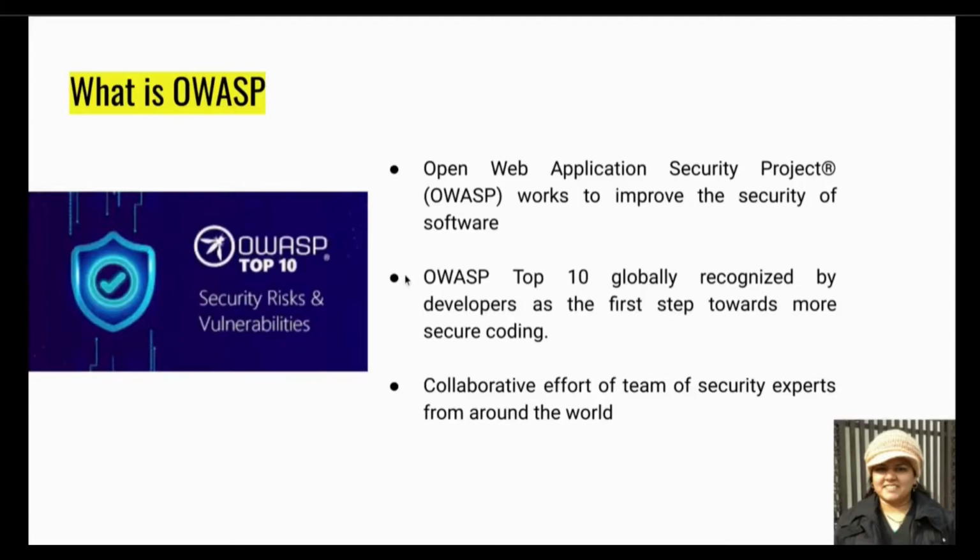Using these top 10 is perhaps the most effective first step towards changing the software development culture, and it helps in producing more secure code. Let's have a look at them one by one. The top candidate here is broken access control.